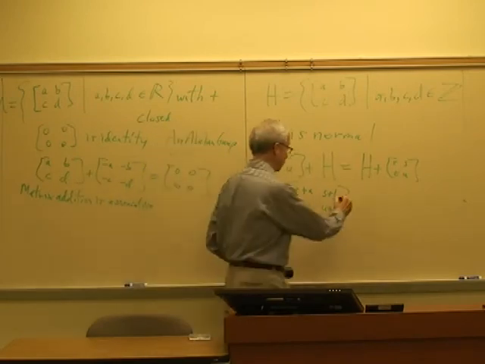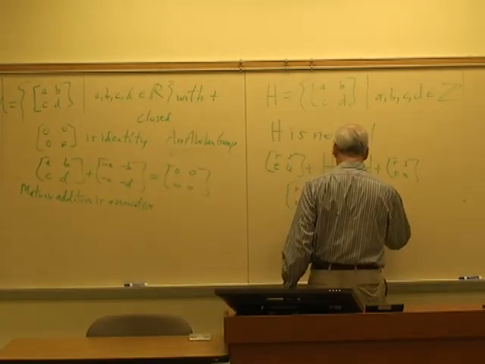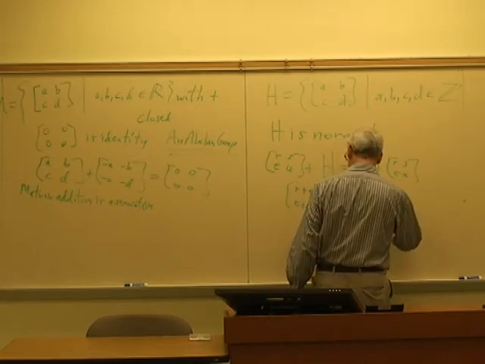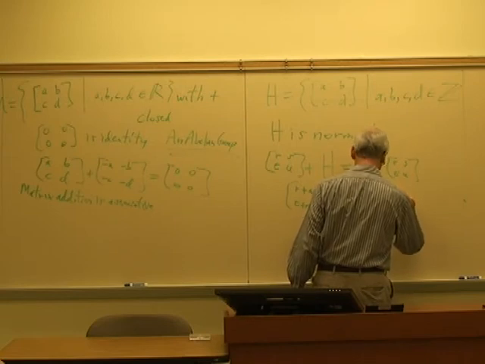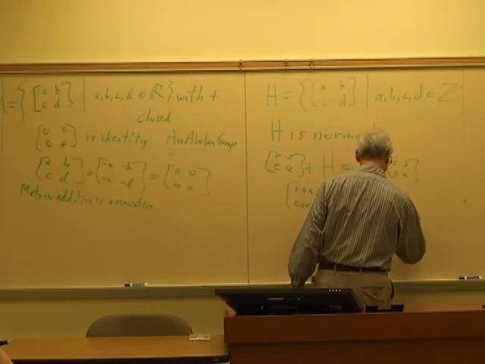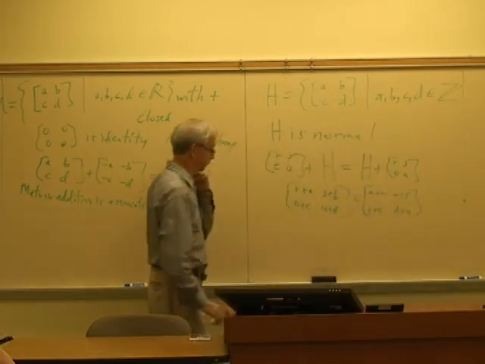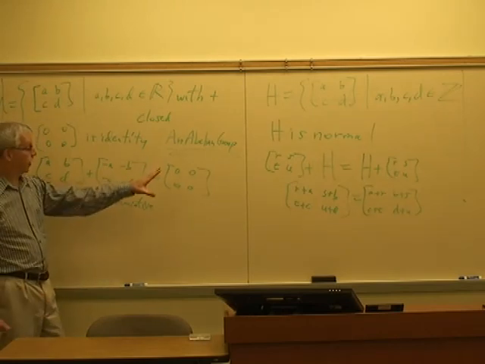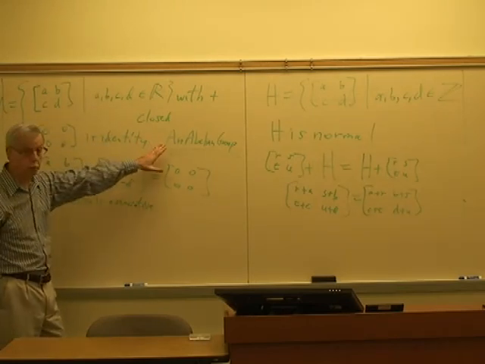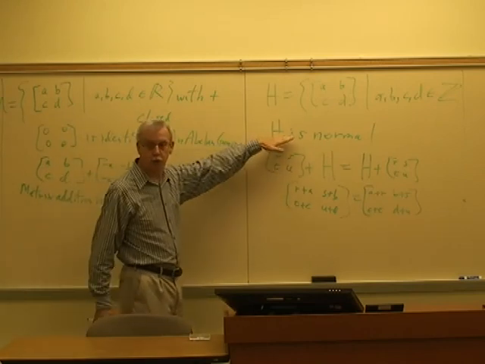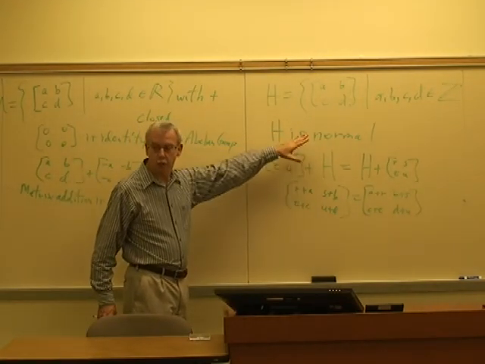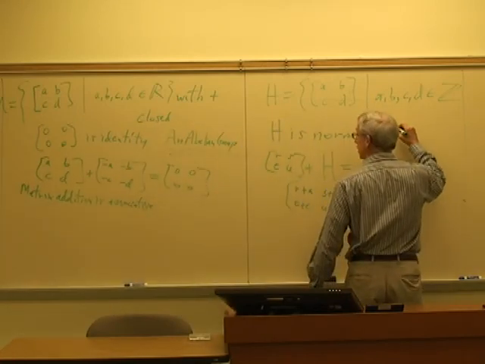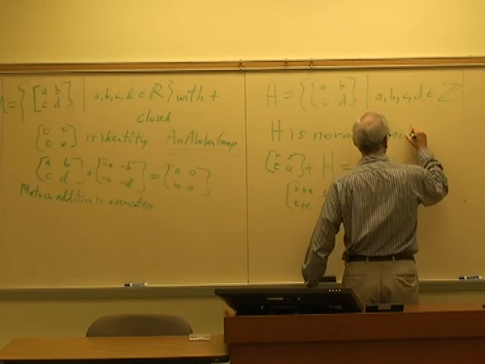But that's clearly the same as going the other way because real addition commutes. But I don't even have to prove that, because I know this is an abelian group. To start with, every subgroup is normal. So I can prove it, but I don't need to. I know it's normal simply by the fact that M is abelian.